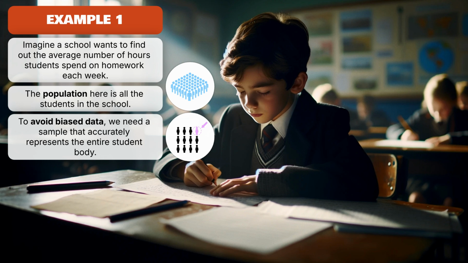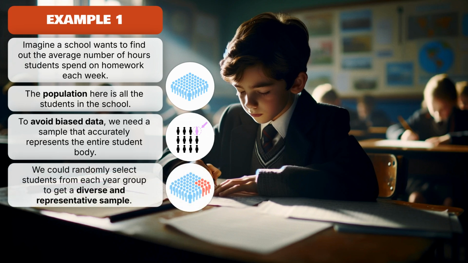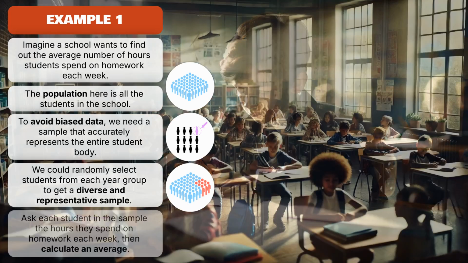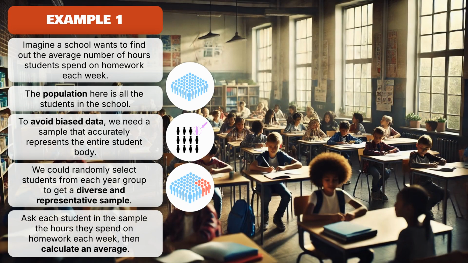Instead of just asking students from the top-performing classes, which could skew the results, we use a process called random sampling. We could, for instance, randomly select students from each year group to get a diverse and representative sample. Once we have our sample, we ask each student in the sample how many hours they spend on homework each week, then calculate the average. This average should give us a good estimate of the homework habits of the entire student population.